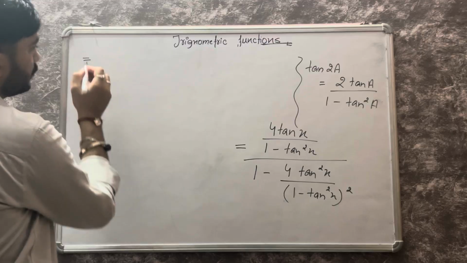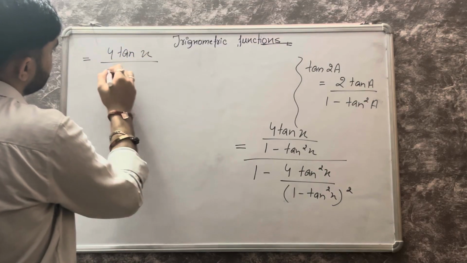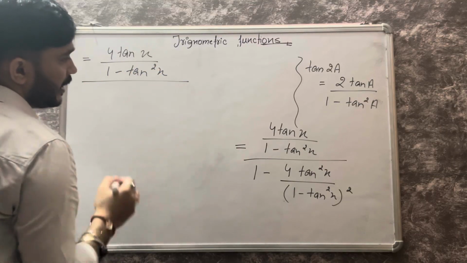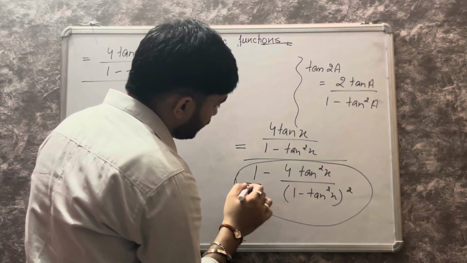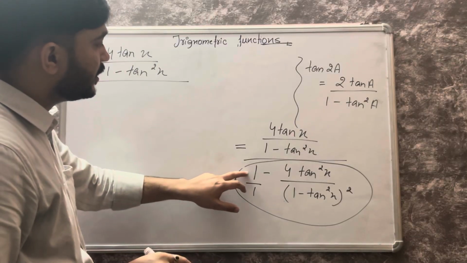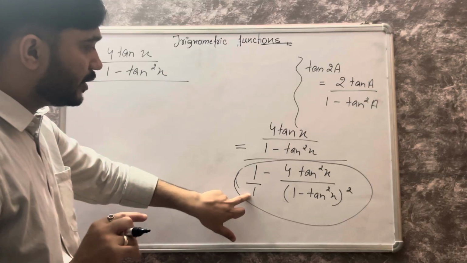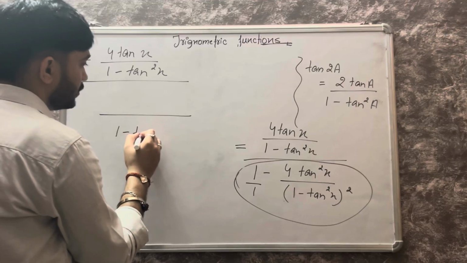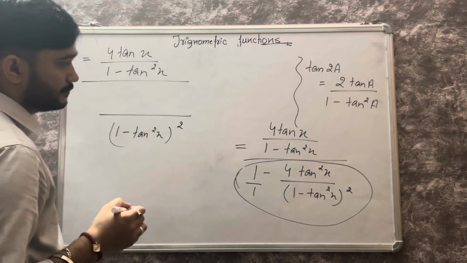And now leave the numerator as it is, and take the LCM of it. Since the number 1 does not have a denominator, there is 1 in its denominator. So after taking the LCM, we will get 1 minus tan square x divided by square.